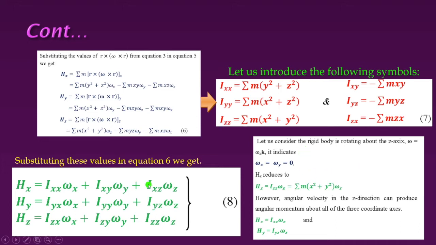Then substitute this value here. Then you see Hx, that is this quantity, is 0. This is also 0, as omega x and omega y are 0. So finally we get Izz into omega z. That is equal to, from this equation, the summation of m into x square plus y square, times omega z.